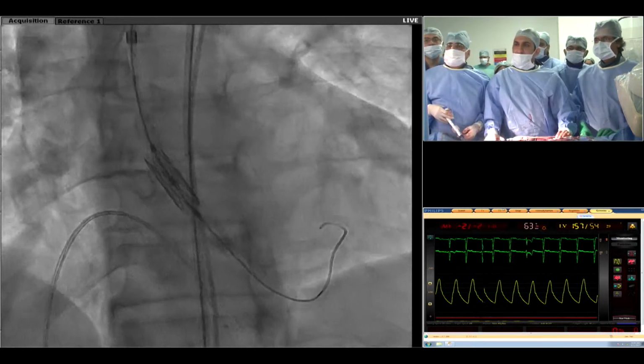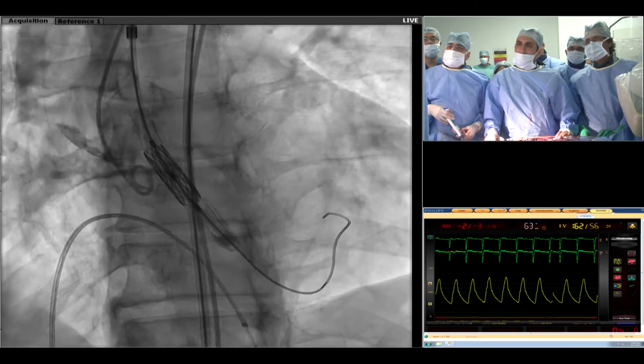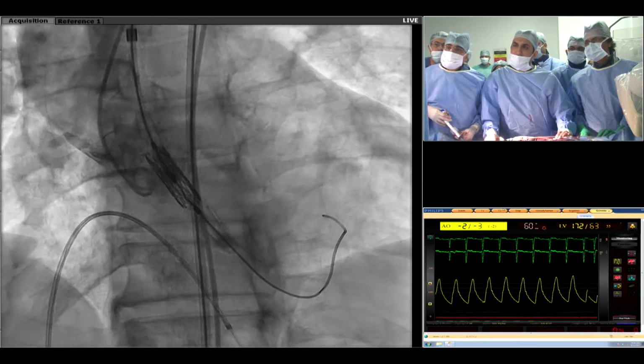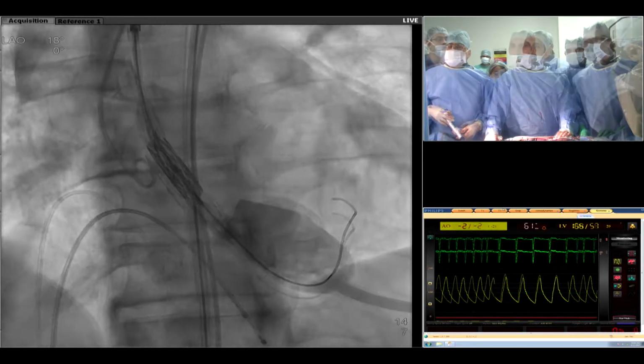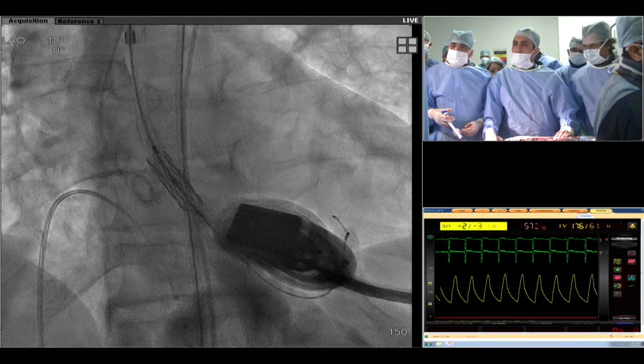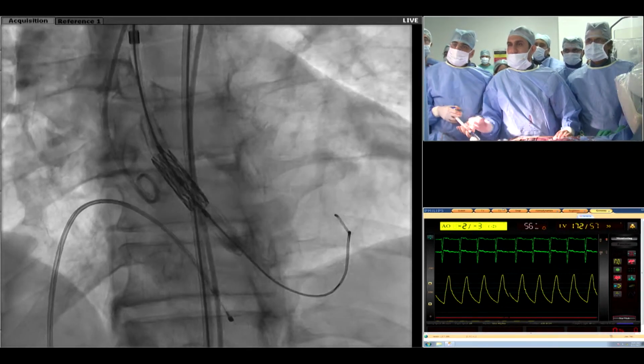All right, let's take one more picture. Okay, inject. I think it's good. It looks good to me. Okay, so begin pacing at 160. Yeah, 160.